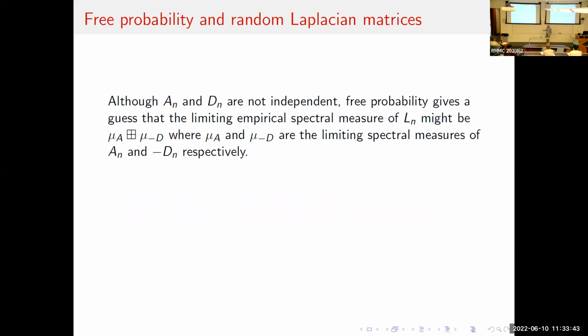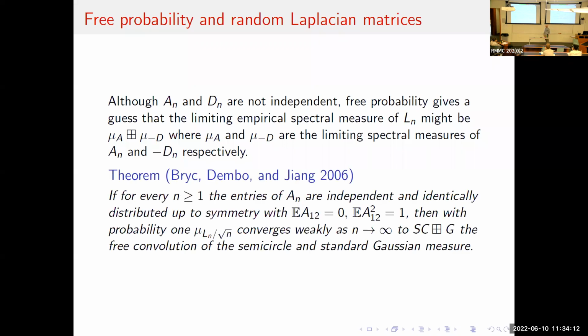Okay. So how are these related to free probability? An and Dn are definitely not independent, but if we imagine for nice An that they act sort of asymptotically free, although I'm not going to discuss any results about that, maybe they're close to independent for large n. Then free probability would give us a guess that the limiting spectral measure of Ln might just be the free convolution of the two respective limits. And it turns out that this is the case for Wigner matrices.